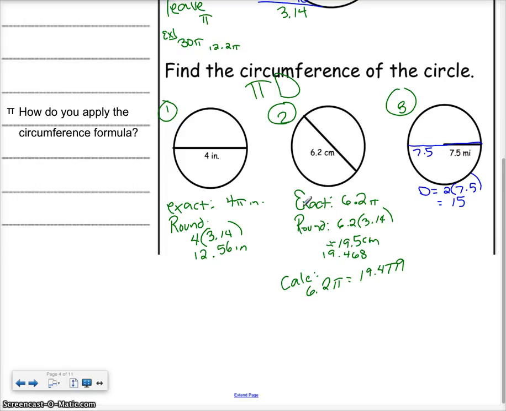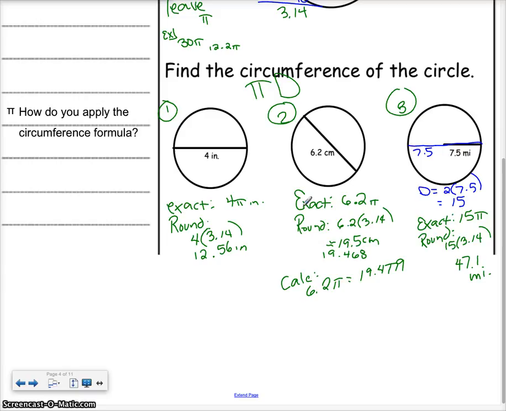My exact answer is 15 pi. And my rounded answer, 2 different ways to round. You can round by just keeping it plugged into your calculator. Actually, I want you to just use 3.14 because otherwise there will be a lot of confusion. 15 times 3.14 is 47.1. And this is miles.